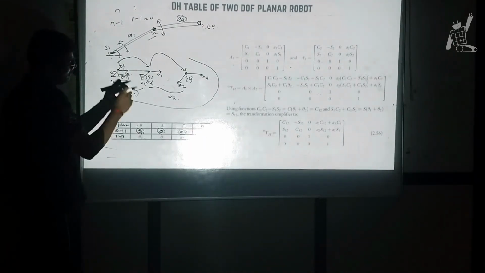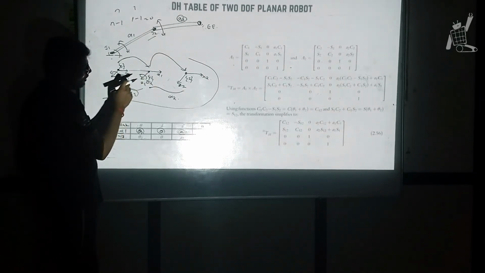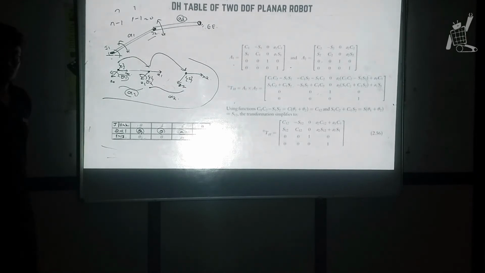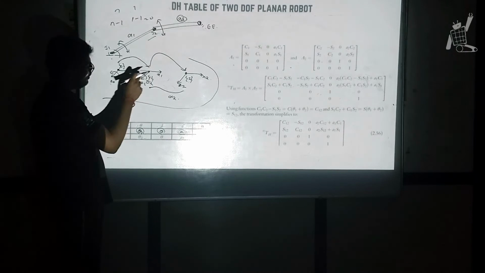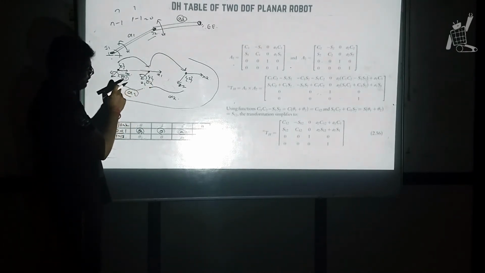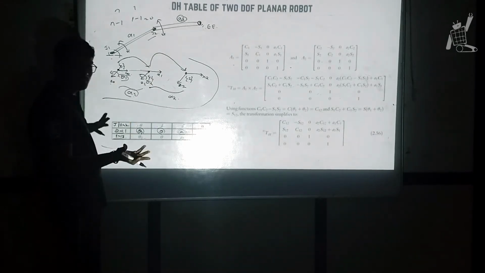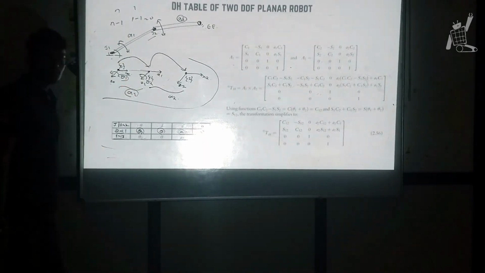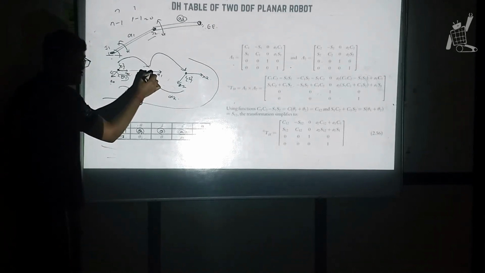Next is alpha. You should check whether there is any angle between these axes. First we rotated and moved the frame to here. Now I can see that Z0 and Z1 are already parallel. There is no angle between Z0 and Z1, so that will be 0. So this is done. Shifting from here to here is done.